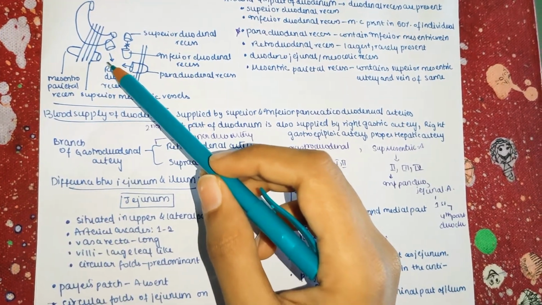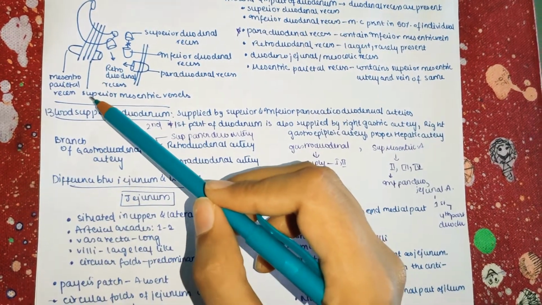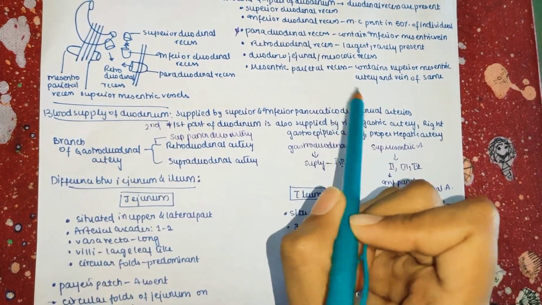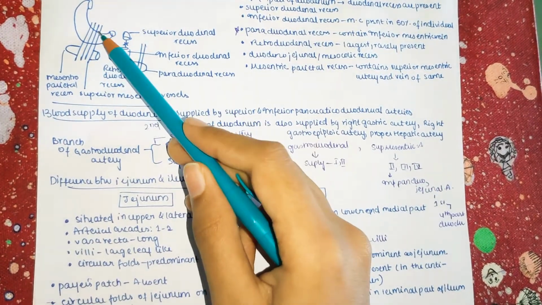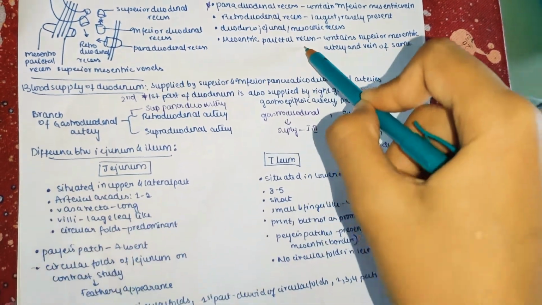It is near the mesocolon. Okay. Next, the mesenteric parietal recess, this one. This is the mesenteric parietal recess, which mainly contains the superior mesenteric artery and vein of the same name.